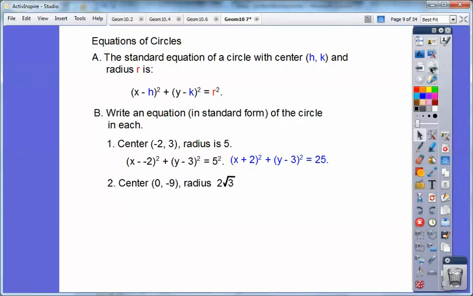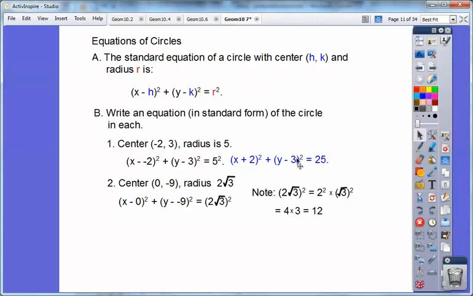All right, so here's another one. The center is (0, negative 9), and the radius is 2 root 3. I have to remind you how to square 2 root 3. So (x minus 0) squared plus (y minus a negative 9) squared equals the quantity 2 root 3, squared. When you square these things, you have to square the number and the radical. So 2 squared is 4, root 3 squared is plain old 3, and 4 times 3 is 12. So I get x squared plus (y plus 9) squared equals 12.